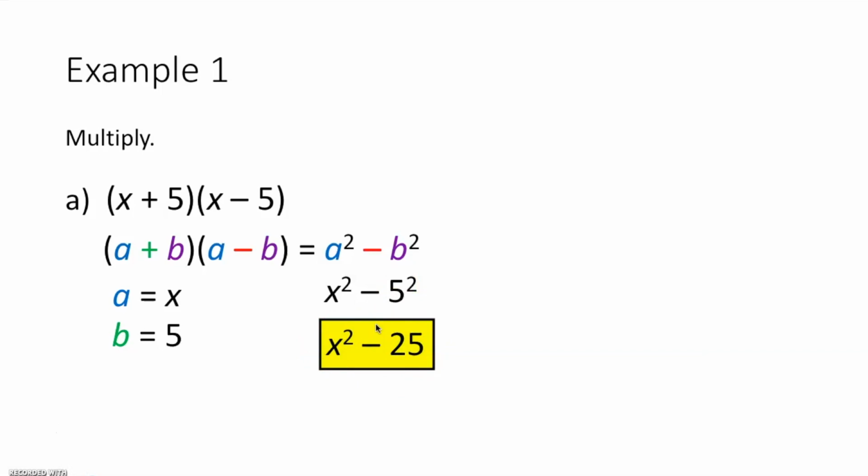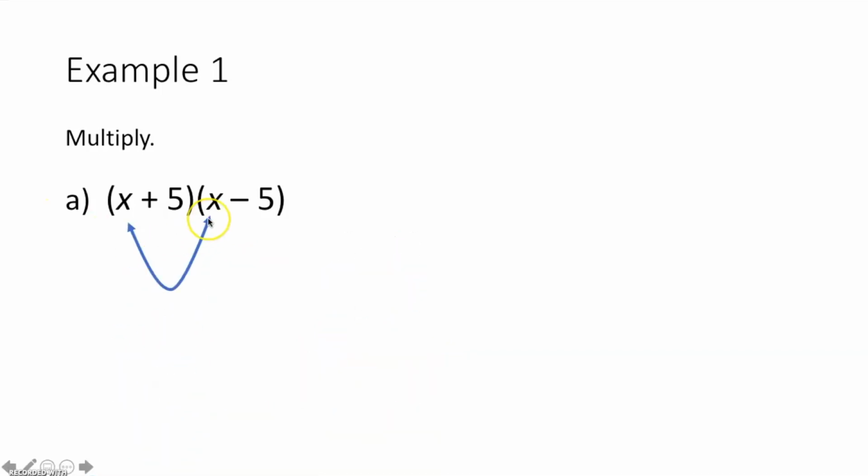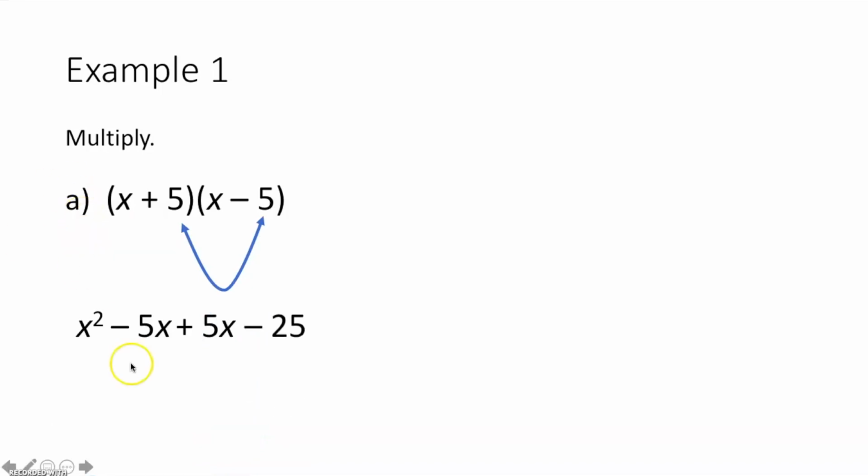If you forget the shortcut, all you have to do is FOIL. First terms, we multiply together. What's x times x? That's x squared. Outer terms, we multiply together. What's x times negative 5? Negative 5x. Multiply the inner terms together. 5 times x is positive 5x. And then the last terms together, 5 times negative 5 is negative 25. Then you combine like terms, the negative 5x and the 5x cancel each other out, and we're left with x squared minus 25, just like we got with our shortcut.